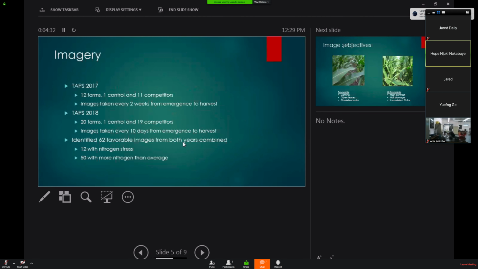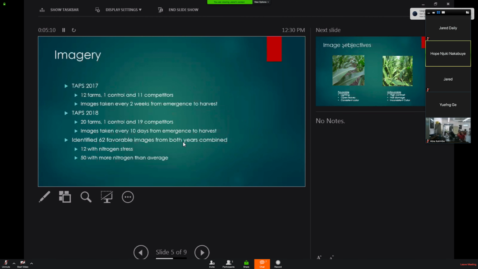So the imagery that we actually collected during this project: in 2017 we had 12 farms, 1 control and 11 competitors, and we took imagery about every 2 weeks from emergence to harvest. It was a little bit longer than that sometimes, because we tended not to take pictures when it rained, just because the fields are so muddy. And then in 2018, we had about 20 farms, 1 control and 19 competitors, and we took images a little bit more often from emergence to harvest.